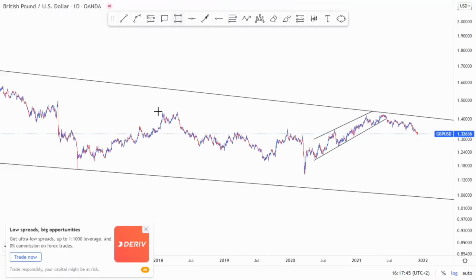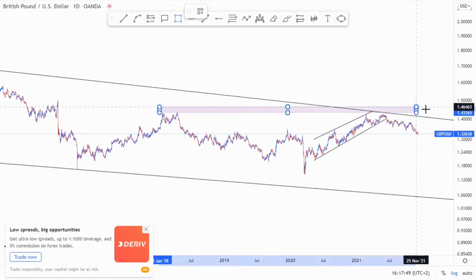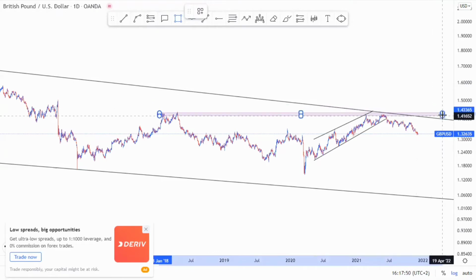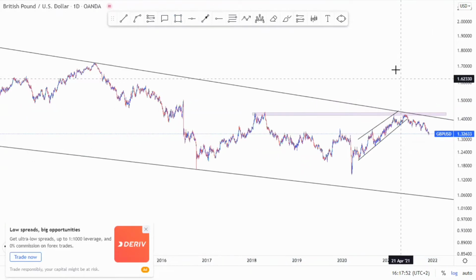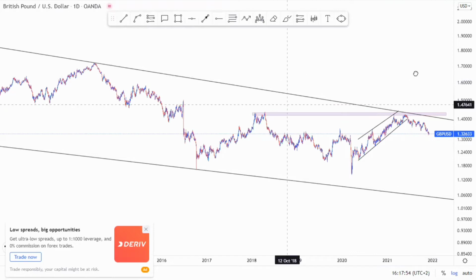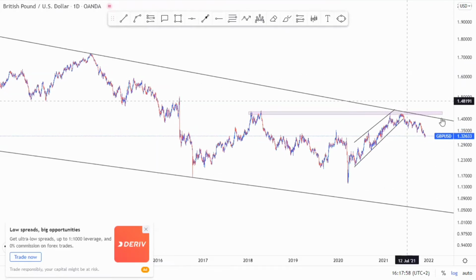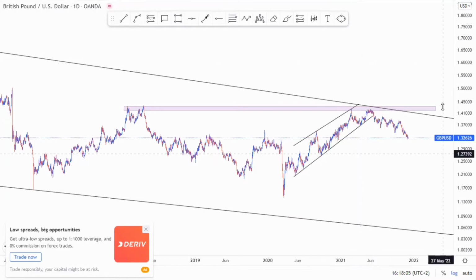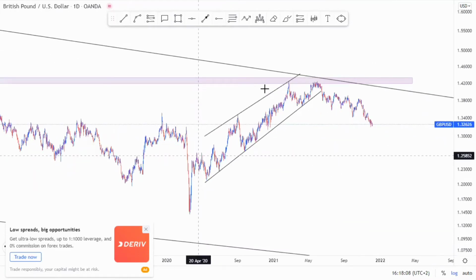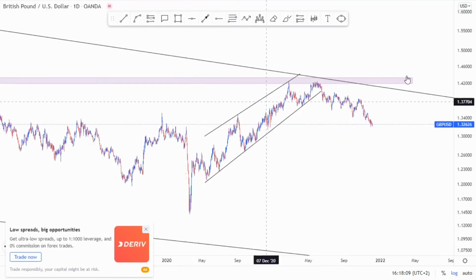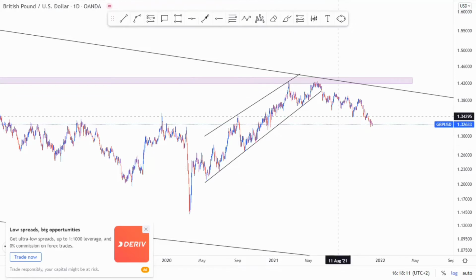The first confirmation is we're at resistance, horizontal resistance. The second confirmation is that we're at a diagonal resistance, which is the trend line on the 1 week time frame. And the third confirmation is that we have broken out of this reversal structure and now we're heading to the downside.